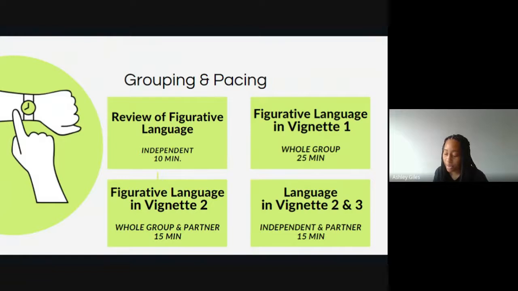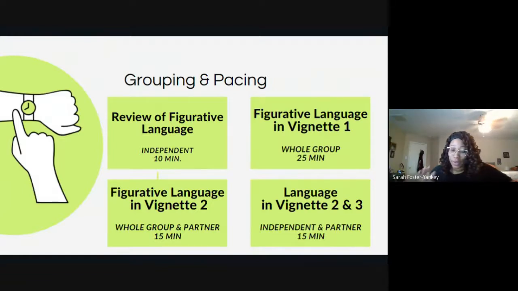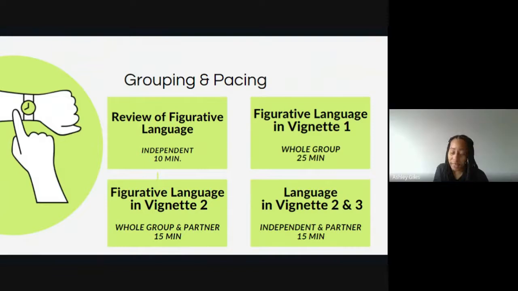I'm just going to interject real quick because I made a note to myself for this component that this is not meant to turn into a lengthy mini lesson. You ask the evaluative questions, you do that check for understanding, and you move on. You're not teaching figurative language. You're just reviewing. Yeah, and that's why it's quick.